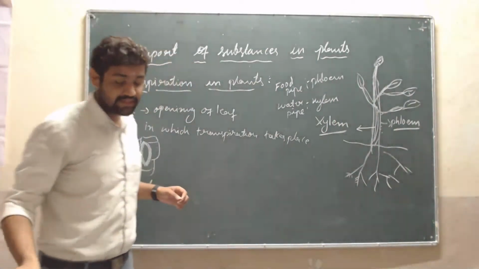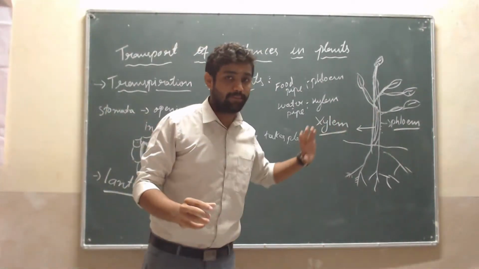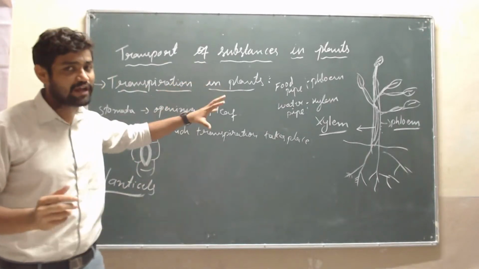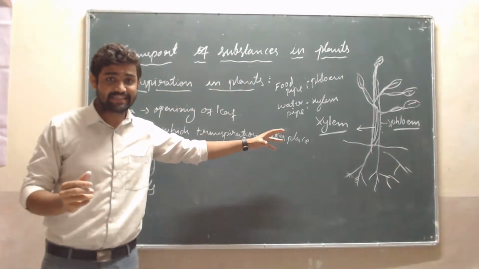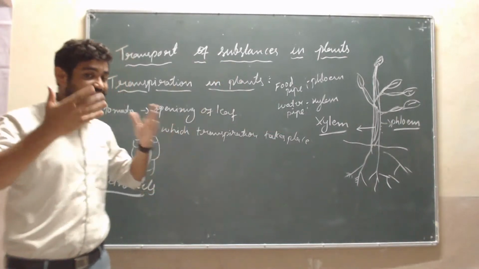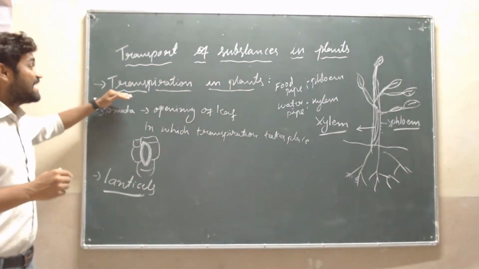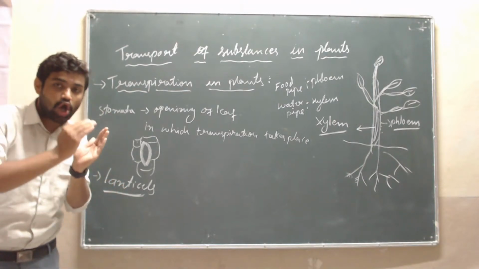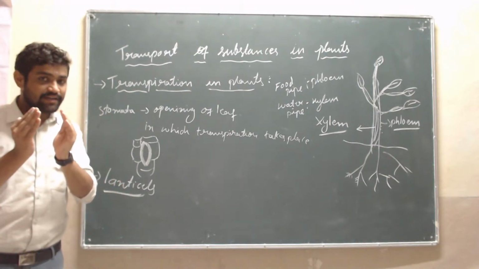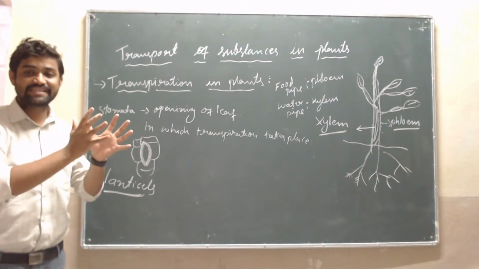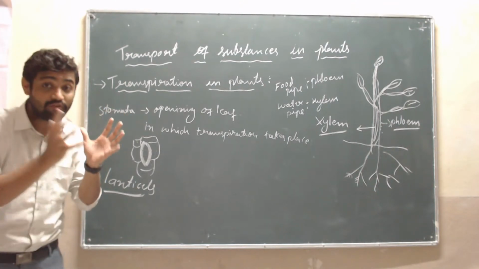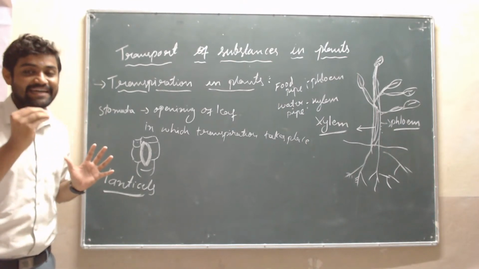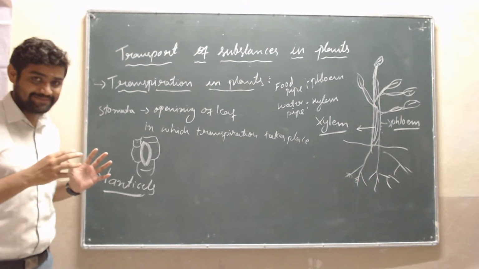Okay, this is about xylem and phloem and transport of substances. Substances are nothing but food and water and minerals, isn't it? Then the important point we have studied is transpiration in plants. What is meant by transpiration? Loss of water from the plants in the form of vapor into the air. That is called transpiration in plants.